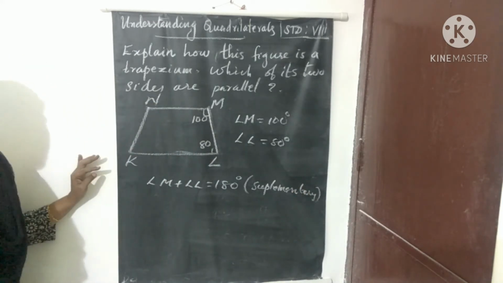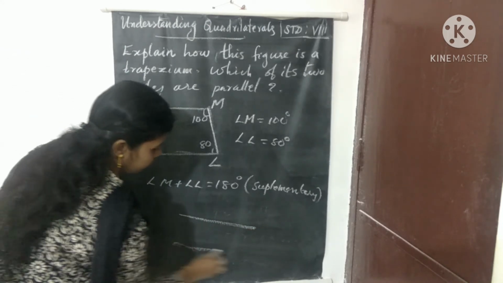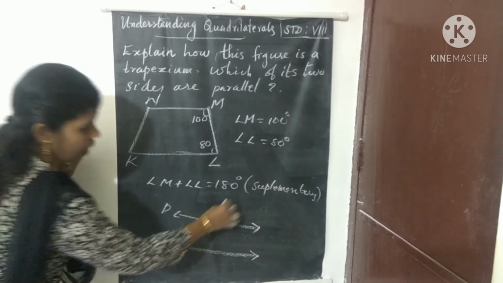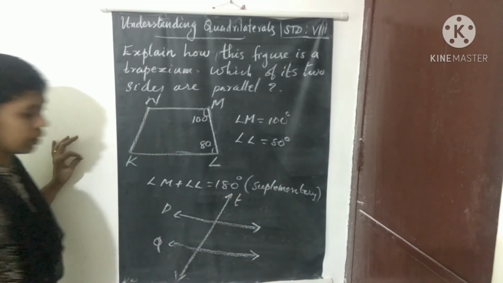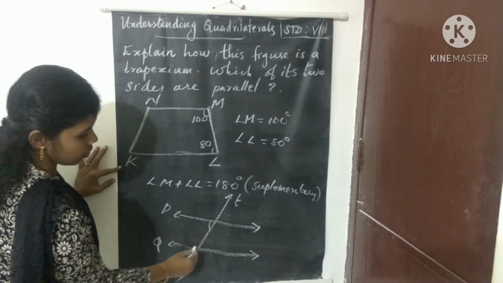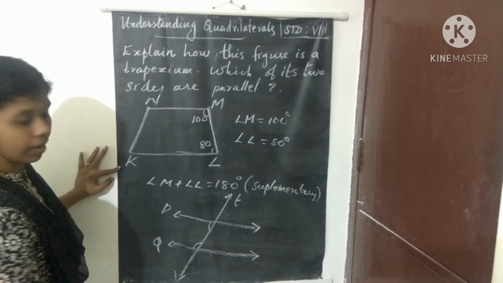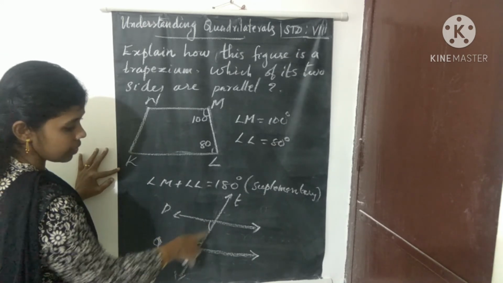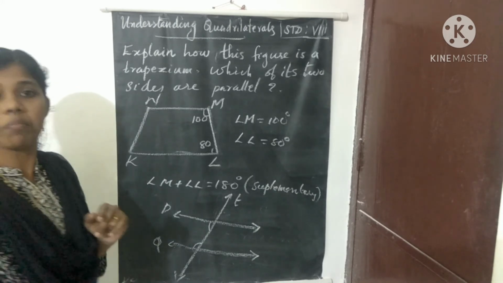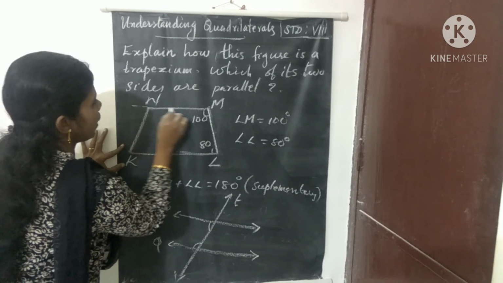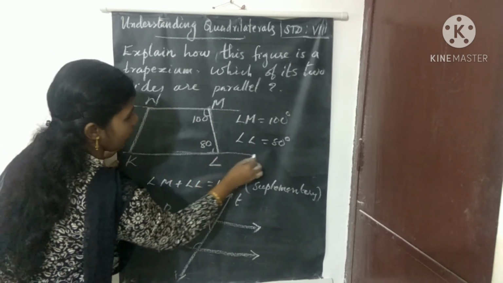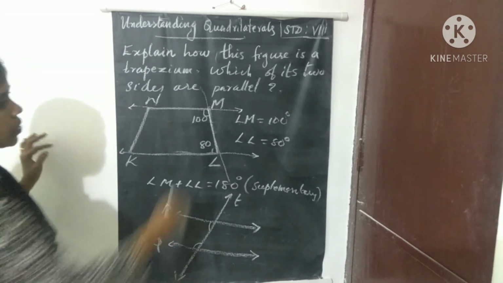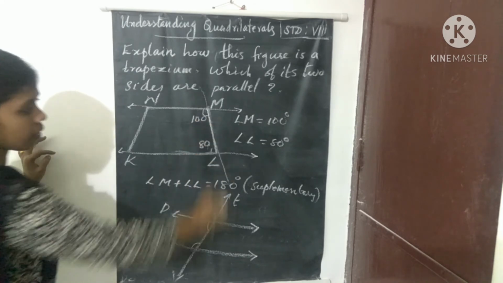We studied this in the 7th standard, in the chapter lines and angles. If P and Q are two parallel lines cut by a transversal T, then interior angles on the same side of the transversal are supplementary. Here also NM and KL are two lines cut by a transversal, forming two angles on the same side of the transversal.